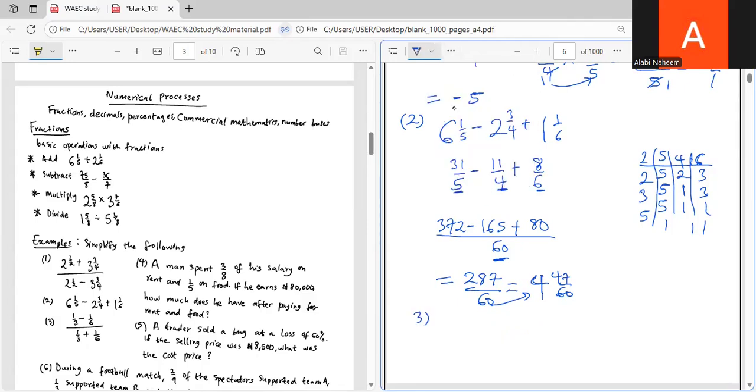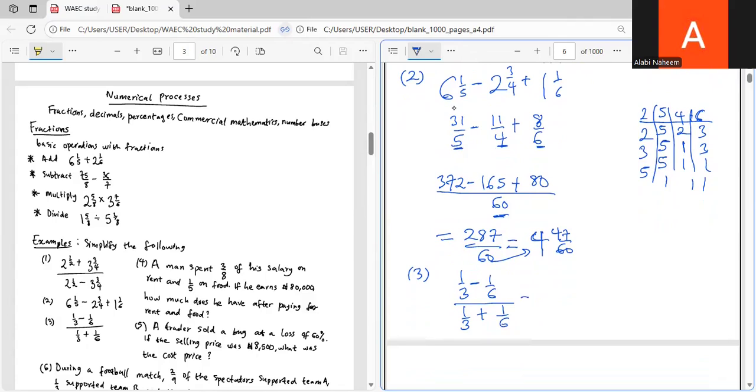The third one: 1 over 3 minus 1 over 6, all over 1 over 3 plus 1 over 6. We already have proper fractions here, so we just have to add and subtract. For the numerator, we have 1 over 3 minus 1 over 6. LCM of 3 and 6. You can see that 6 is a multiple of 3, right? 3 times 1, 3, 3 times 2, 6. 6 is a multiple of 3.